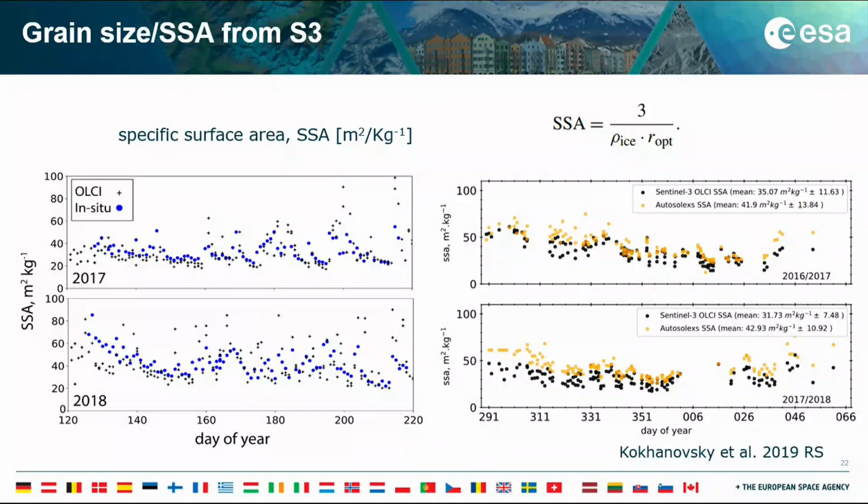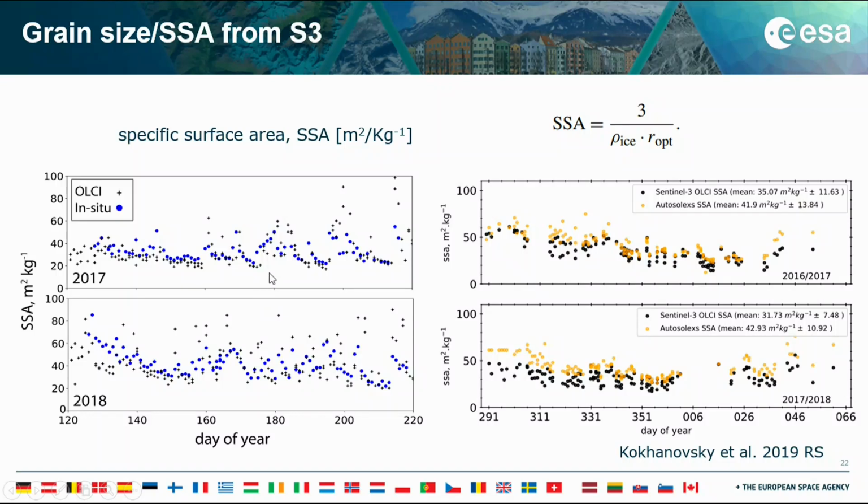Okay, from Sentinel-3, we will see in a moment, we have the possibility to derive also the grain size or the specific surface area. The specific surface area is reflecting basically the structure of the surface snow, not only the diameter of an imaginary sphere. So for passing from the optical radius of a snow crystal, we will have to know the density of ice, and we can pass from one to the other.